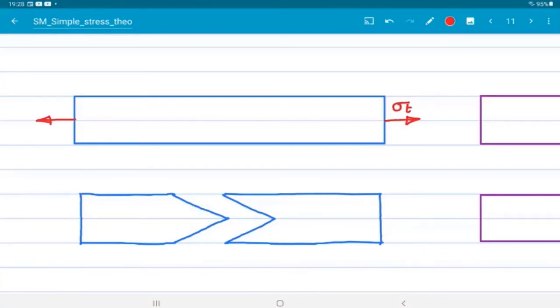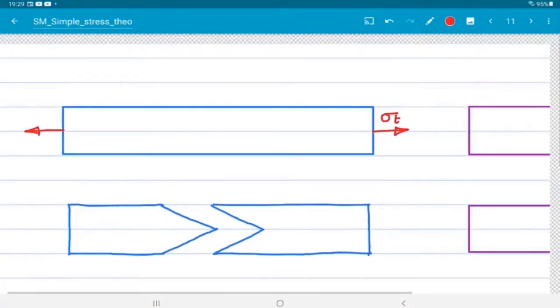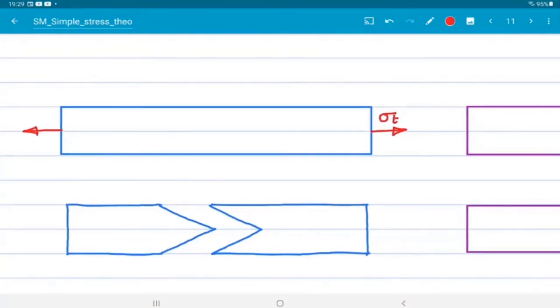Example, our uniaxial tension test. We have conducted the uniaxial tension test in our strength of materials laboratory in our college. In which material did we conduct the uniaxial tension test? Mild steel. Very good. We have conducted the uniaxial tension test in mild steel. Mild steel is a ductile material.